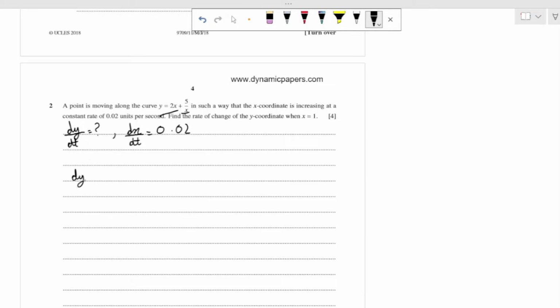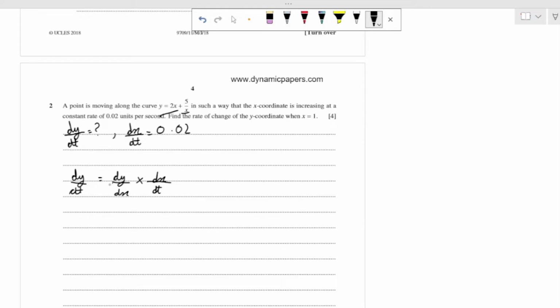So using the differentiation chain rule, we know that dy over dt is equal to dy over dx multiplied with dx over dt, which should equal dy over dt.